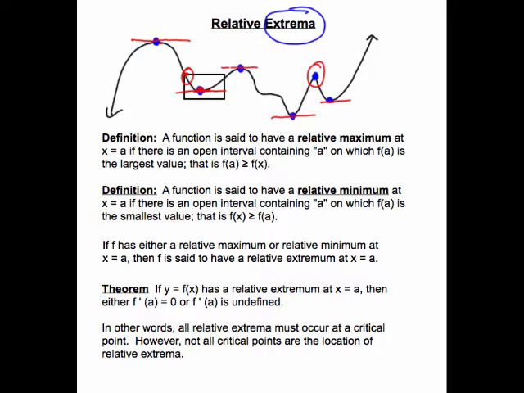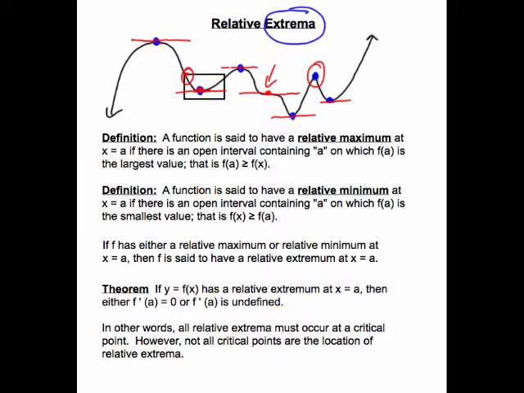Okay. However, you'll notice that we've also got a point right here where the derivative is 0, but this point is not a relative minimum or maximum. So it's not enough just to say that relative mins and maxes occur when the derivative is 0 or undefined. We have to look a little bit further.